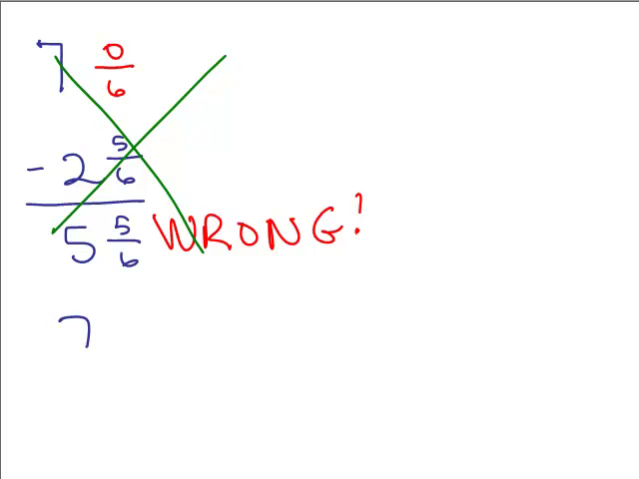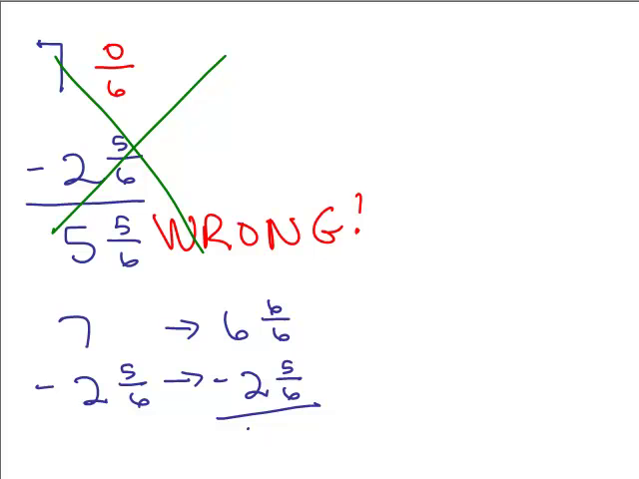7 minus 2 and 5/6. If this is 0/6, it's easier to change that to just 6 plus 1, right? 7 is the same as 6 plus 1, so it could be thought of as 6 and 6/6 minus 2 and 5/6. And that gives you 4 and 1/6. So if you have a whole number for your top number, change it to 6 plus 1 so that it just has whatever the denominator is for the bottom fraction.